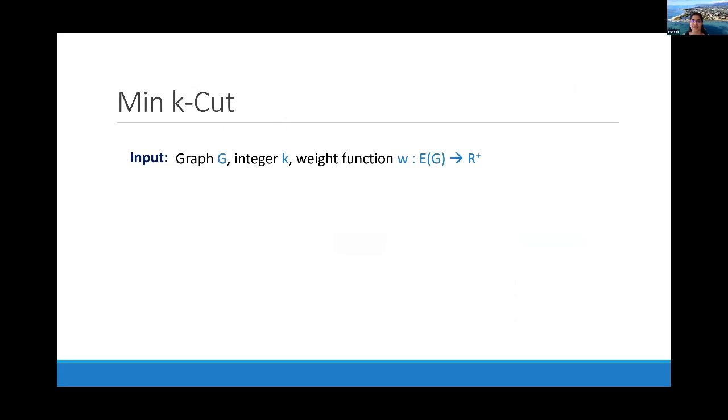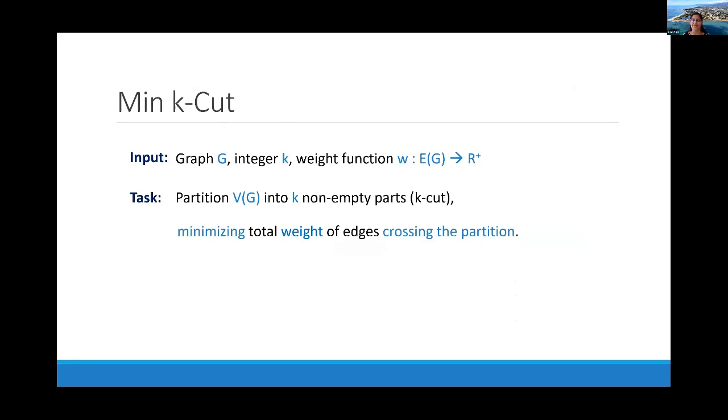Here we're given an edge-weighted graph along with an integer k as input. The task is to partition the vertex set of the graph into k non-empty parts, and we refer to this as a k-cut. The goal is to minimize the total weight of edges that cross the partition. If the graph was unweighted, then the goal is just to minimize the number of edges that cross the partition. Also observe that if the graph was unweighted and k equal to 2, then this is just the min cut problem.